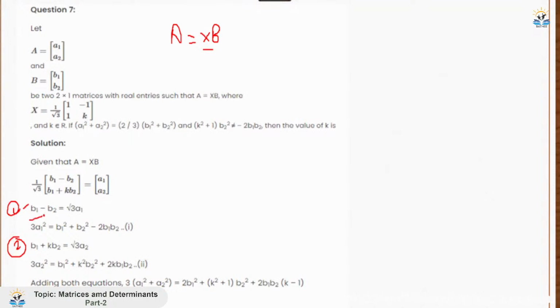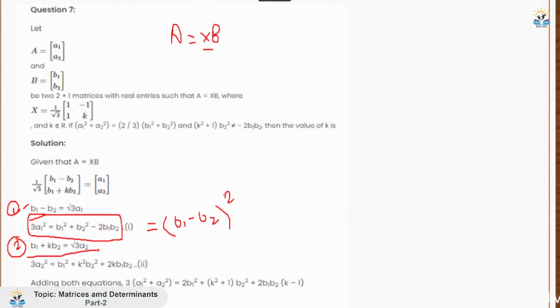Then you know that b1 minus b2 can be written like this. This is nothing but b1 minus b2 whole square. b1 minus b2 whole square is equal to b1 square plus b2 square minus 2 times b1 b2. This thing is equal to, मतलब मैंने दोनों तरफ square कर दिया. So this square is equal to this square which is equal to 3a1 square. So I got this equation by squaring my first one.